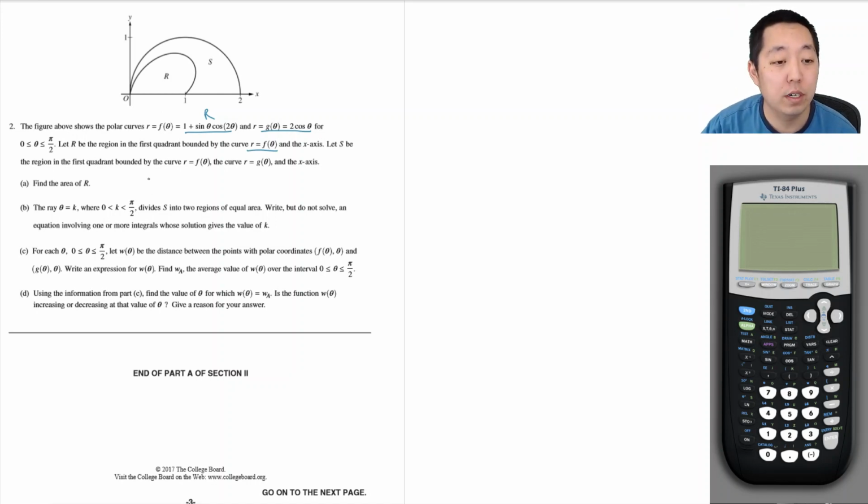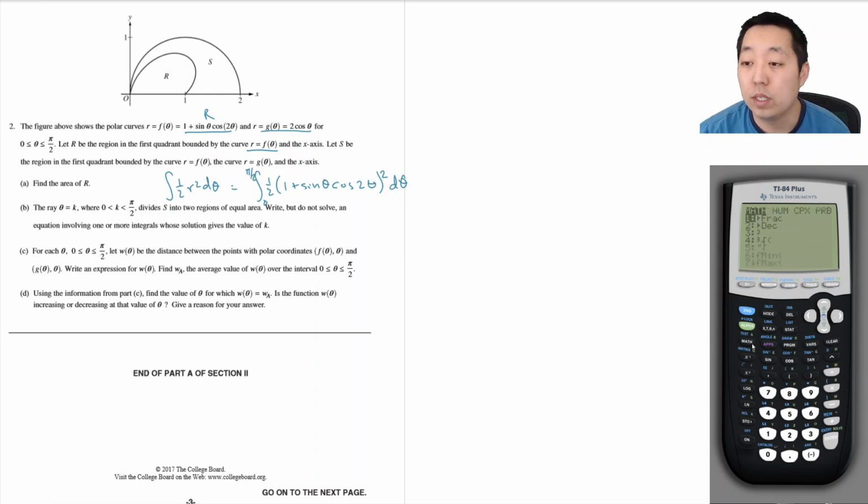Find the area of R. In general, the area of R is the integral of 1/2 r squared d theta. In this case, r is just the distance from the origin to our curve. So r is equal to 1 plus sine theta cosine 2 theta, squared, d theta. But I have to figure out what the bounds are, and they tell us it's between 0 and pi over 2. So I'm going to go 0 to pi over 2.